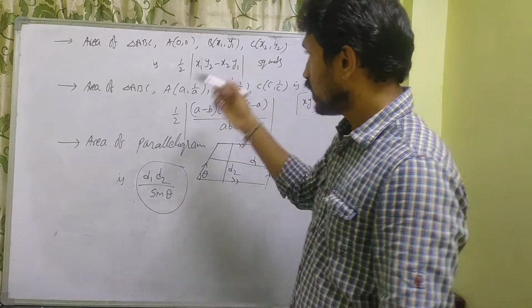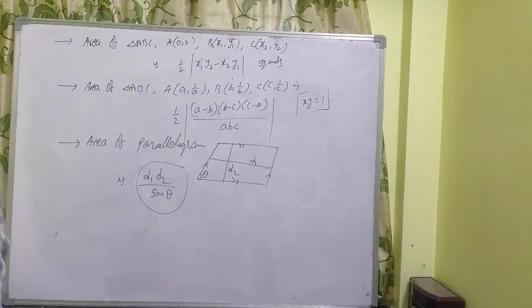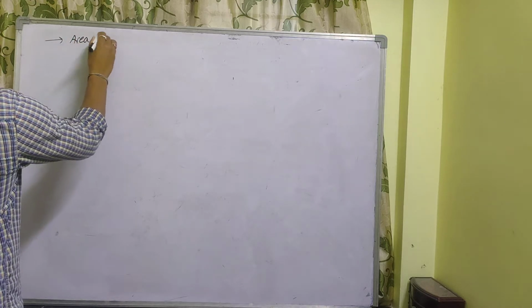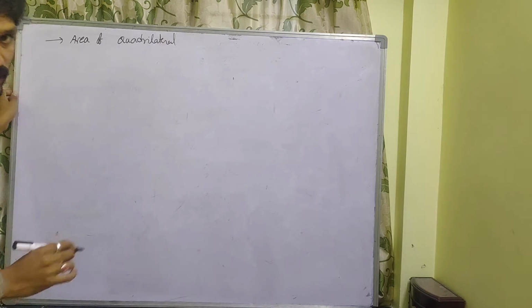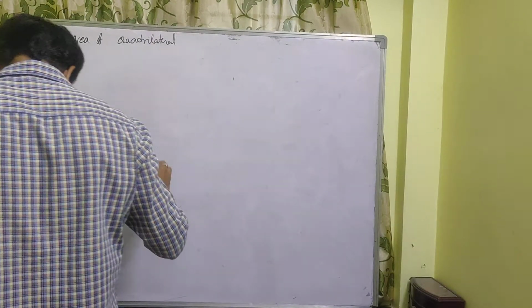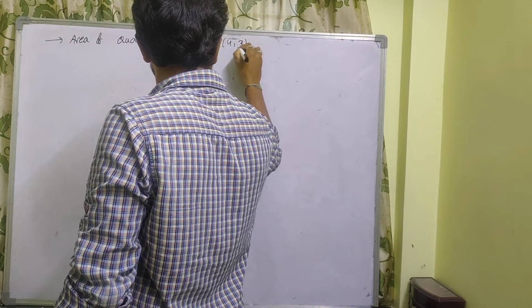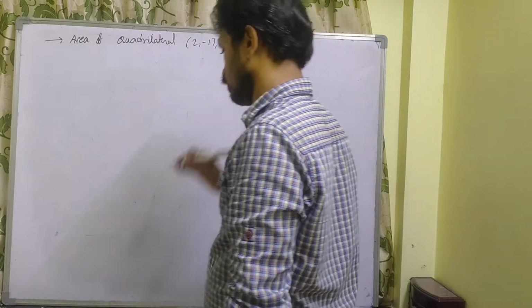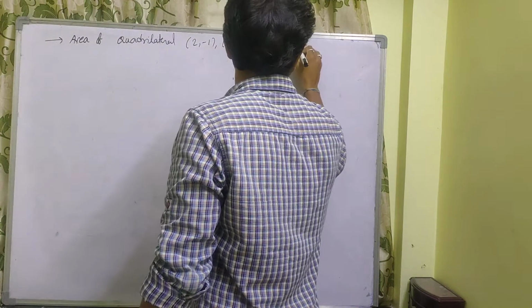So next you will see some questions based on area of the quadrilateral. See here, find the area of the quadrilateral having vertices (2, minus 1), (4, 3), (minus 1, 2) and (minus 3, minus 2).